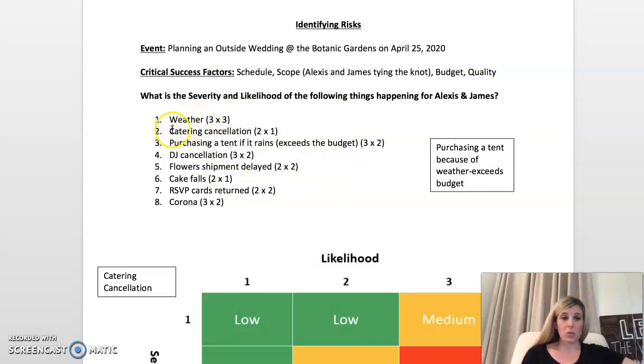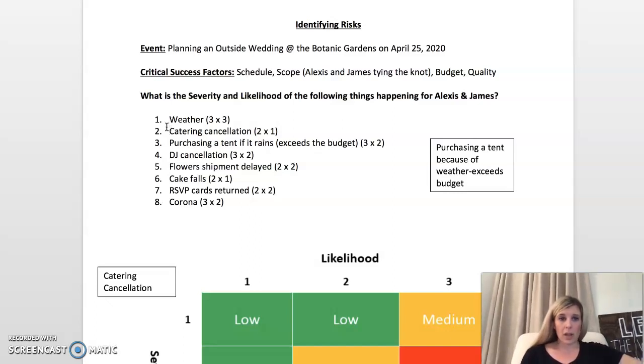These are several risks that I came up with, and you'll be doing this for your projects. For each of your projects, you'll be identifying what could potentially go wrong, because we've really talked about being a watchdog, always on the lookout for potential risks, and that's very important when you are planning and managing an event or project.